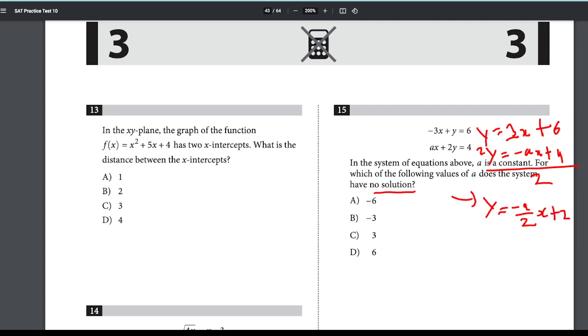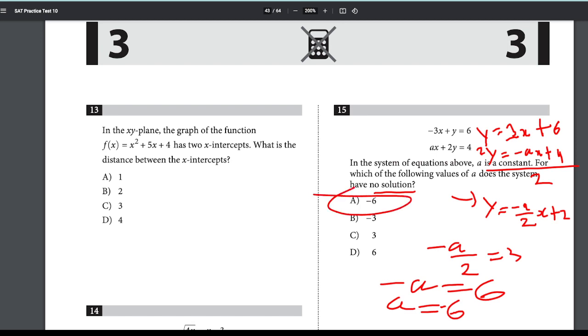Okay? And now all we really have to do is say, if negative a over 2 equals 3, then we'll get negative a equals 6. So a equals negative 6. The negative 6 becomes a positive 6. 6 divided by 2 is 3. No solution. All right. Boom.